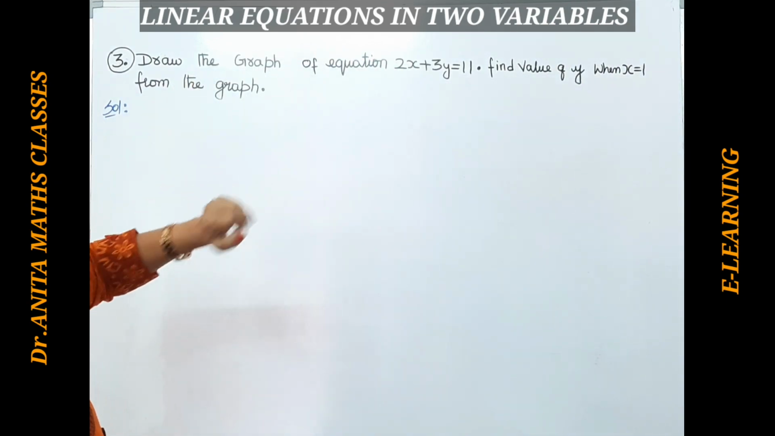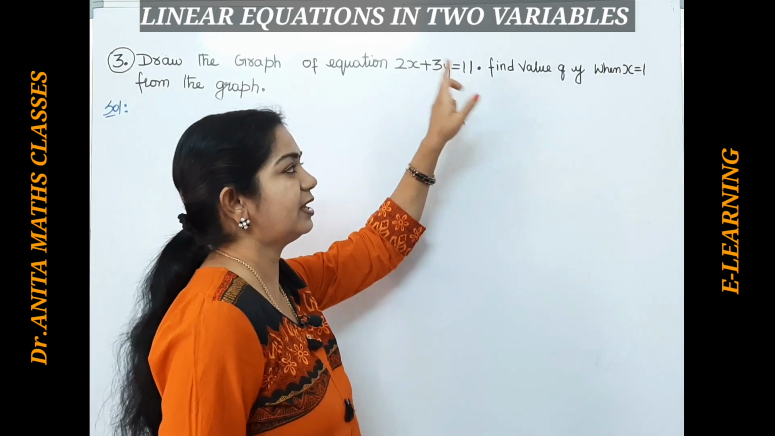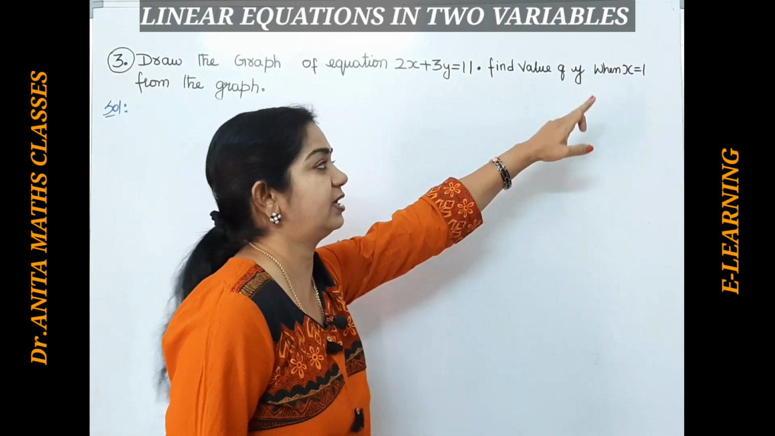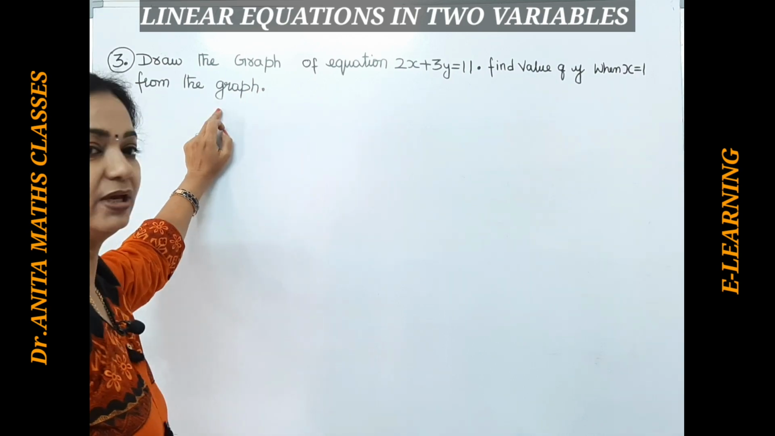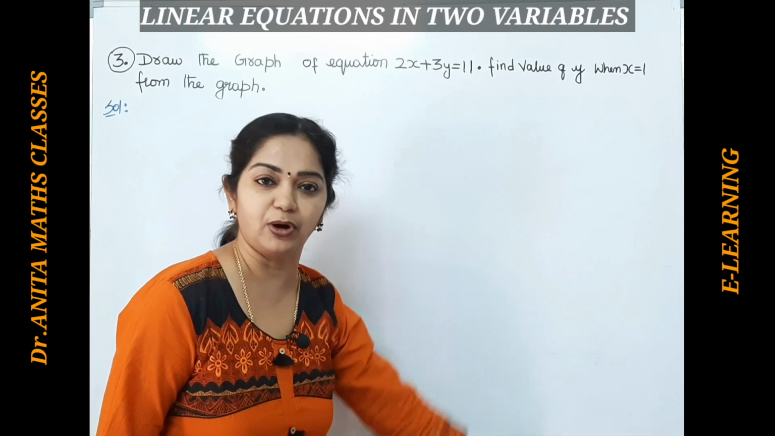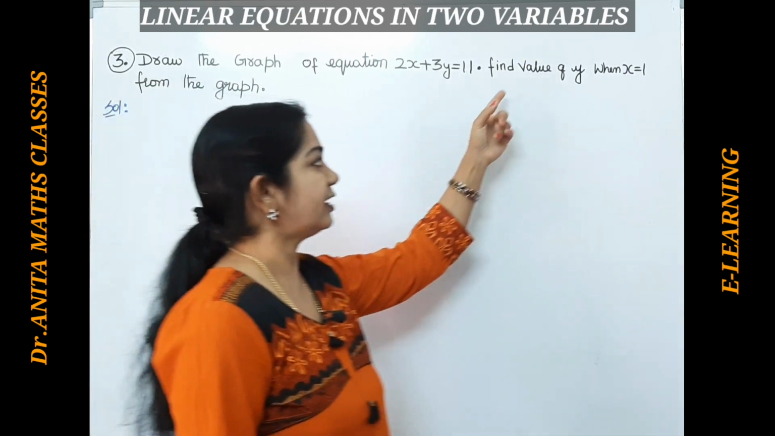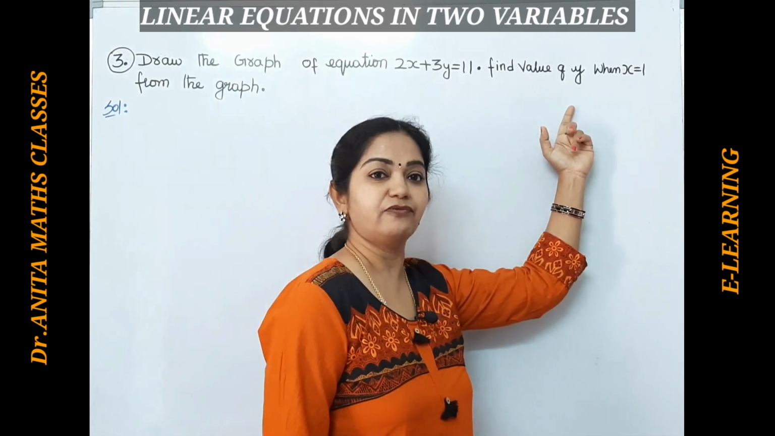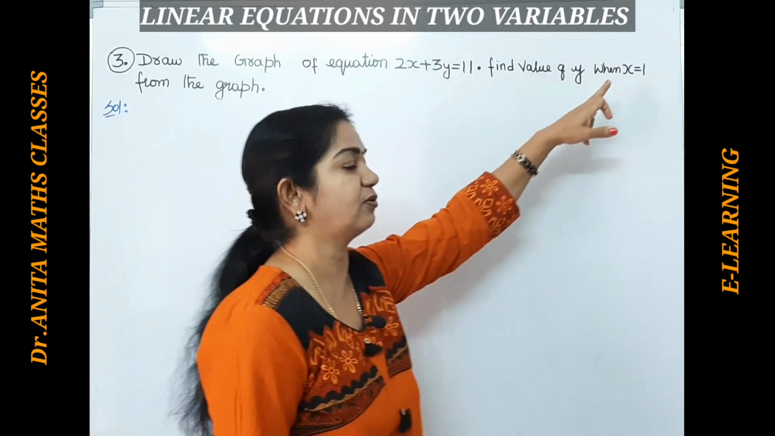Draw the graph of the equation 2x plus 3y equal to 11. Find the value of y when x is equal to 1 from the graph. Here there are two parts. One is we have to plot the graph. Then we have to find the value of y from the graph when x is equal to 1.